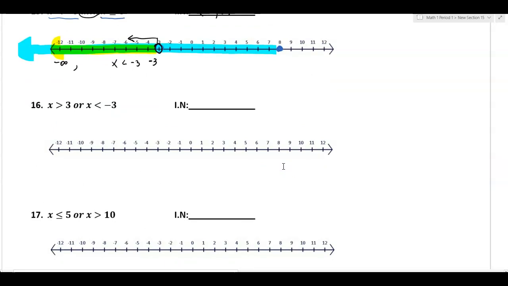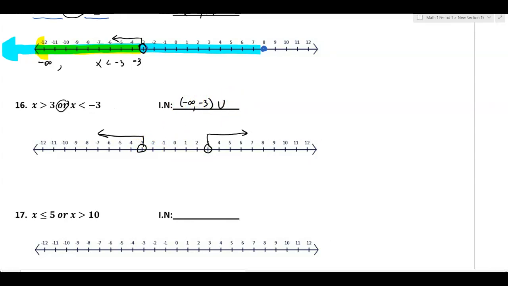Number 16, this is an OR statement now. So x is greater than 3. So we know open circle on 3, shade right. X is less than negative 3. Open circle on negative 3, shade left. This is an OR statement. So if I write the interval notation for the left side, it starts at negative infinity, ends at negative 3. Then because we don't include the middle values, we know we have a union. And the right side starts at 3. It's an open circle on 3, so it's 3, and it goes all the way to positive infinity.